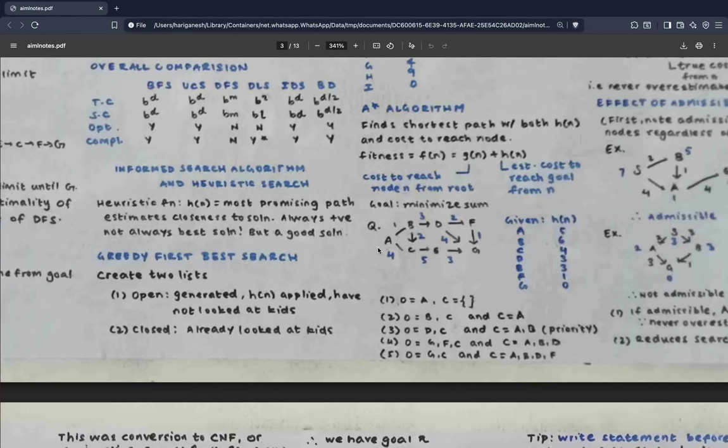So 1 plus 6 is 7. For C, it's 4 plus 4, which is 8. So you want to go to B because it's cheaper to go to B. So we expand B. Then we get two children, which are C and D. So we close B and put it back into C. Then we have D and C as the children that are opened up.